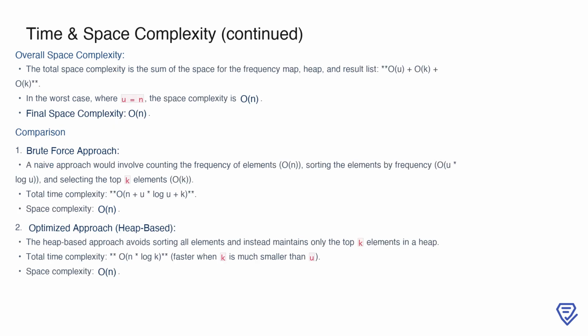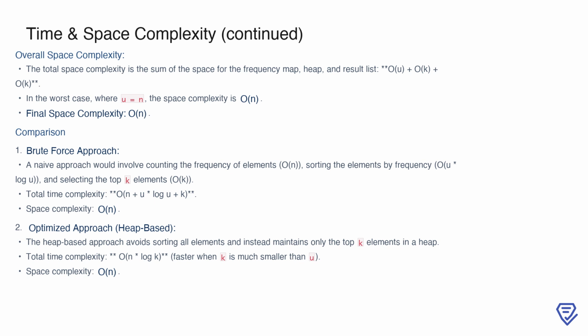When we summarize the total space complexity, it is O(U) plus O(k), as calculated from the frequency map, heap, and result list. In the worst-case scenario where all elements in nums are unique, U equals n, leading to a final space complexity of O(n).